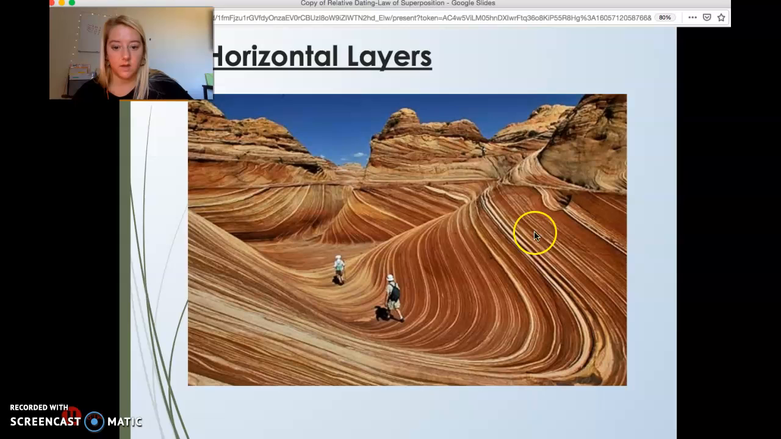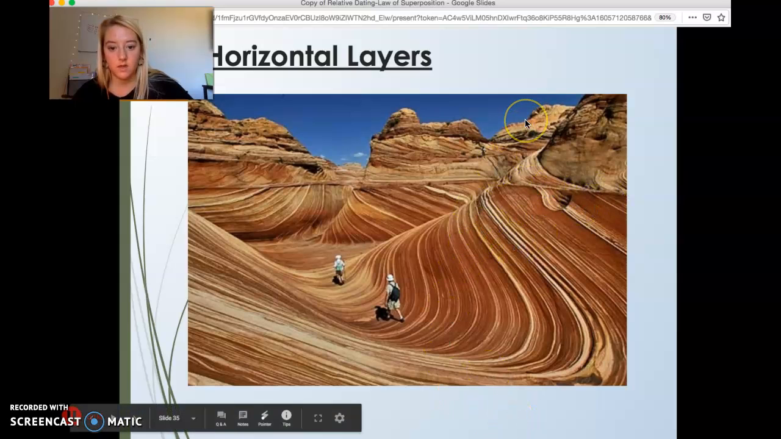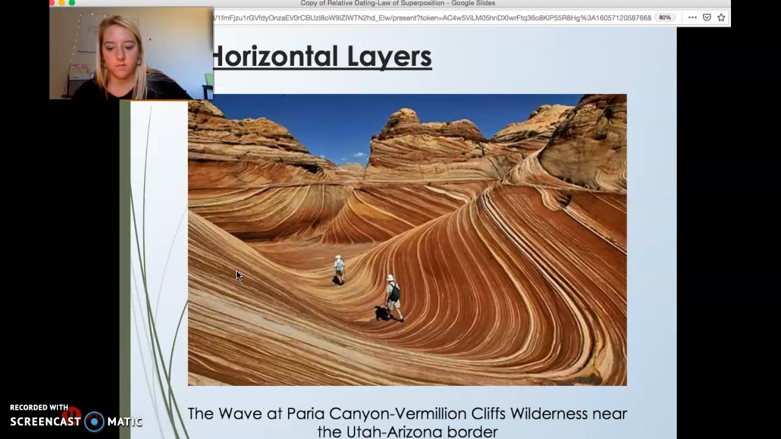Again, horizontal layers of rocks, it's beautiful. Definitely something I would like to see in person sometime, but these are our horizontal layers. Now they've gotten a little funky, and we'll talk about why they look funky like that, and they're not straight. This is called the Wave at the Vermilion Cliffs Wilderness near the Utah-Arizona border.